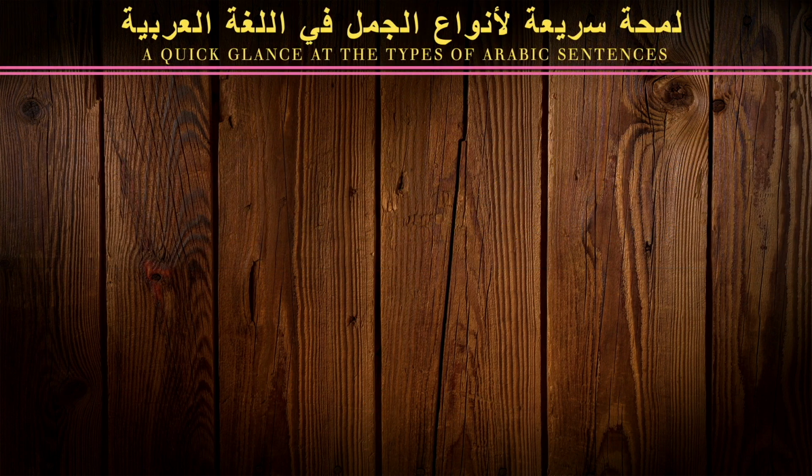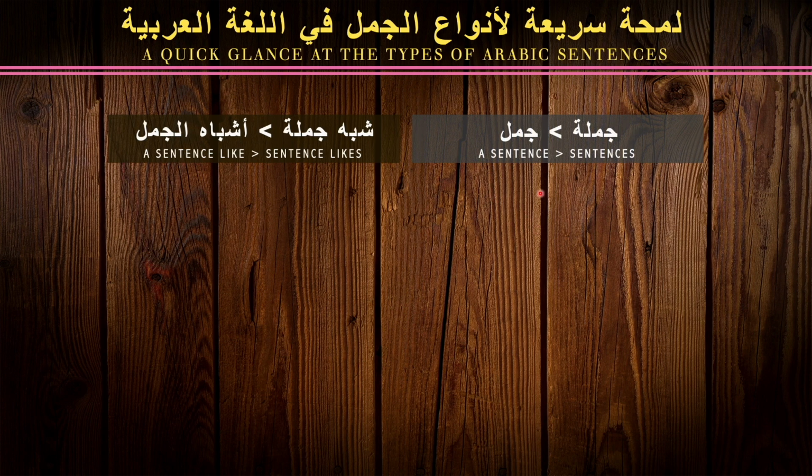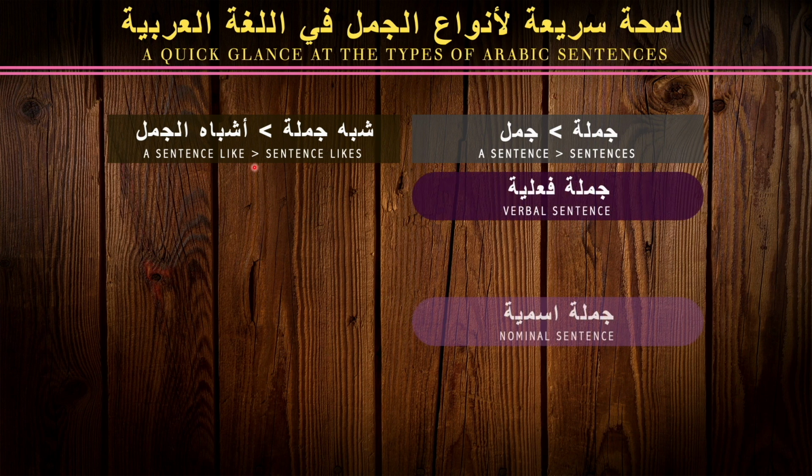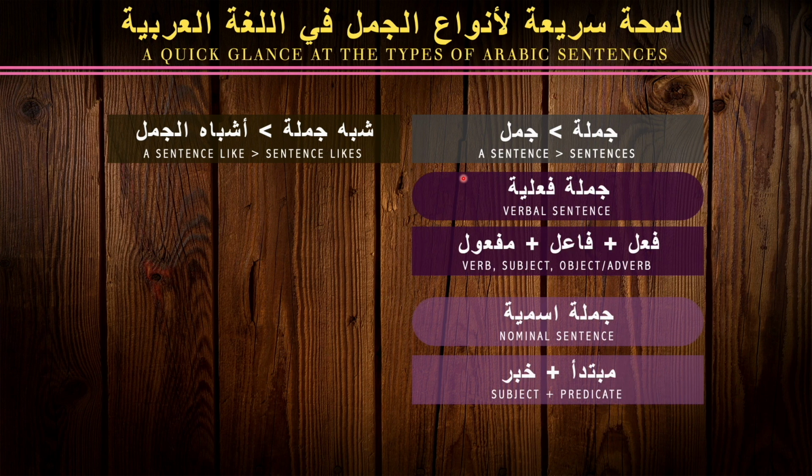I think it's a very good idea to start with a quick overview of the types of Arabic sentences. In Arabic, we have something called a sentence and a semi-sentence, or a sentence-like. The sentences in Arabic are majorly classified into two groups: جملة فعلية, جملة اسمية. الجمل الفعلية, the verbal sentences, are composed of فعل, the verb, فاعل, the subject, مفعول به, if necessary, the object, or sometimes an adverb. Then الجملة الاسمية has two major parts: the subject, مبتدأ, and the predicate, الخبر.